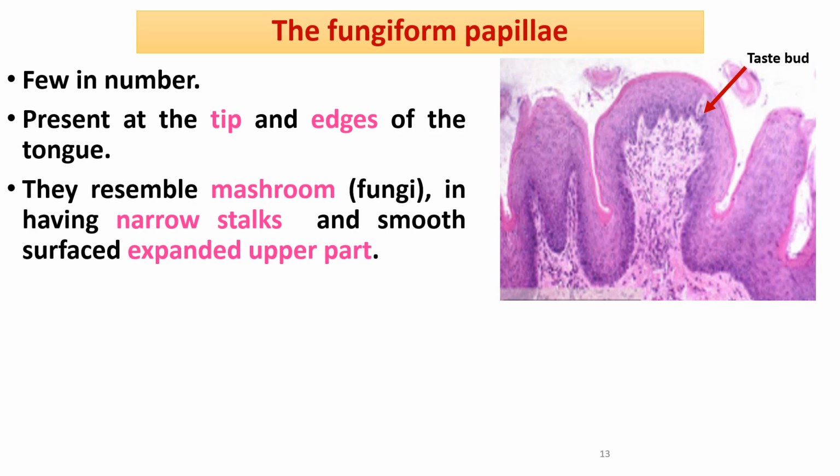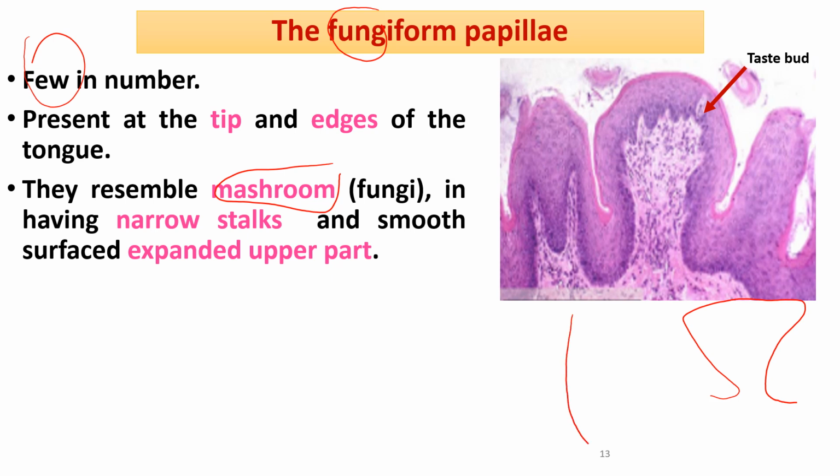This second type is the fungiform papillae. Fungiform means fungus-like, mushroom-like. They have a narrow base and wide apex. They are fewer in number. We can find them on the dorsal surface of the tongue, in the anterior two-thirds.